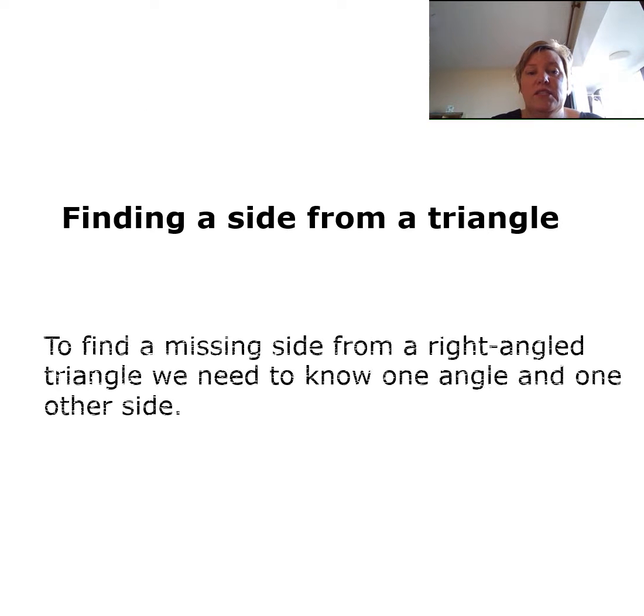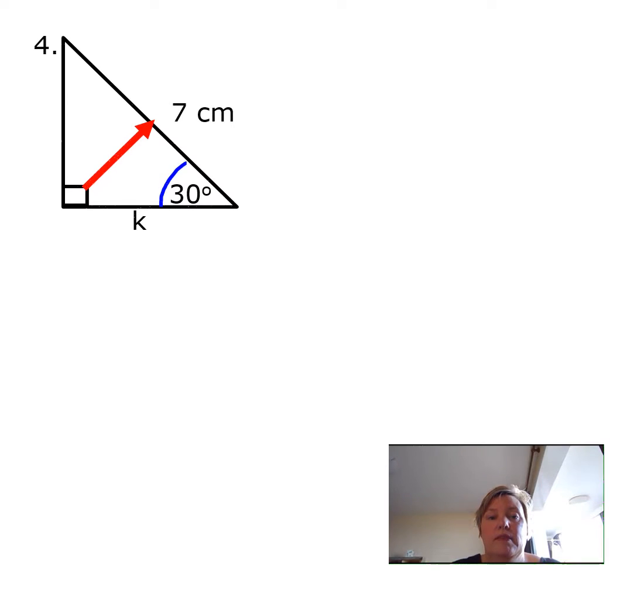Okay, so let's have a look at this. We're finding a side from an angle. In order to do this, we need to know one angle and one other side on a triangle. All right, so here is my triangle.